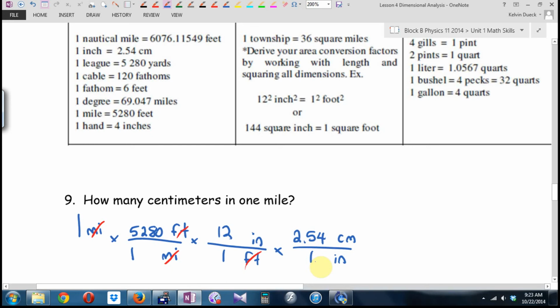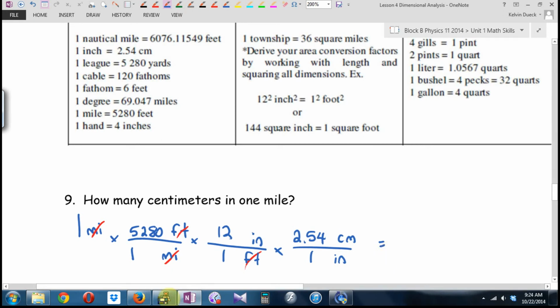By the way, what if the 2.54 was on the bottom? That would just mean on my calculator I would divide by 2.54. I just noticed all of the examples that I've been giving you have had ones all along the bottom. Sometimes you'll end up with a number on the bottom because that's the way they gave you the conversion factor. That just means divide. For now, how many centimeters in 1 mile?